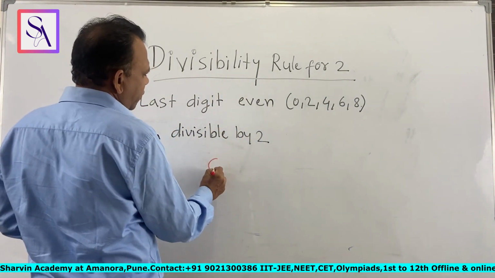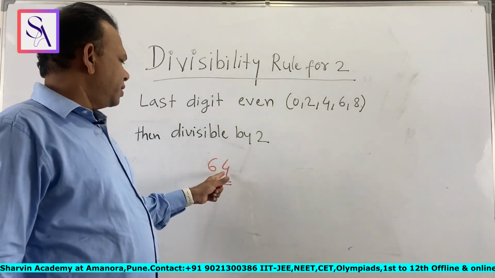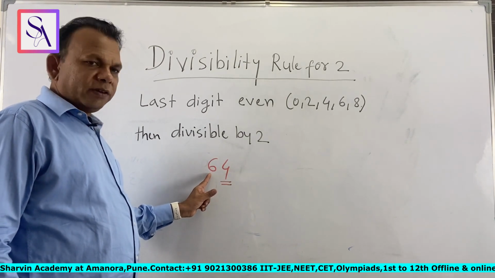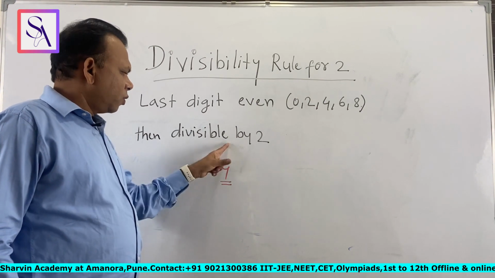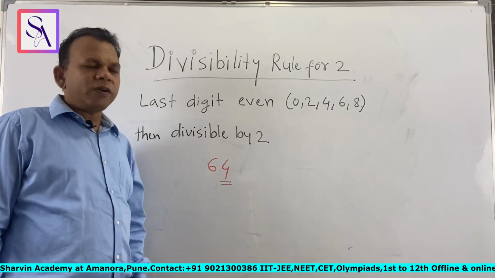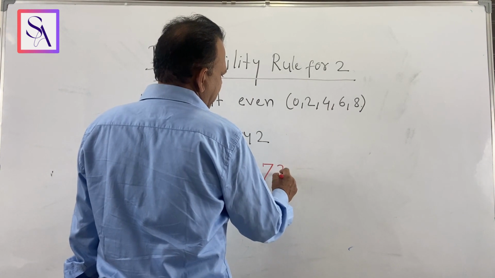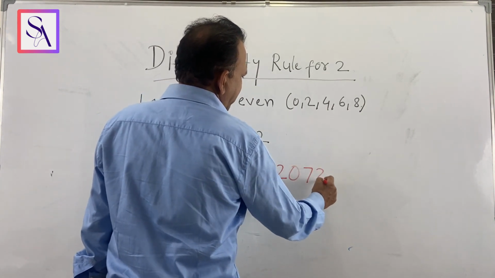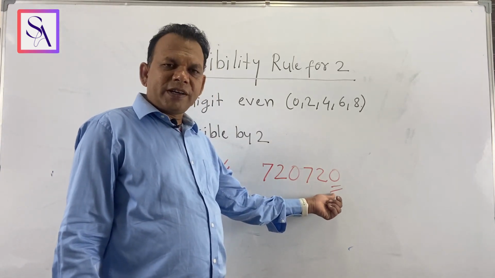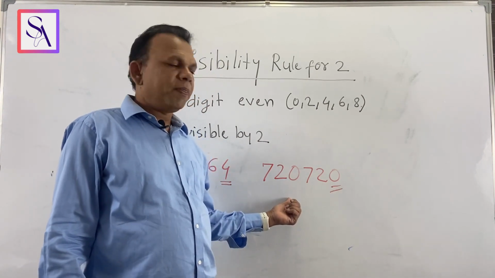We have seen 64, right? In 64, this is one digit, and this is another digit, and this is a number. So the last digit is 4, which is even, so hence it is divisible by 2. In our question, 720 is the number given, right? Here also the last digit is 0, hence this number is divisible by 2.